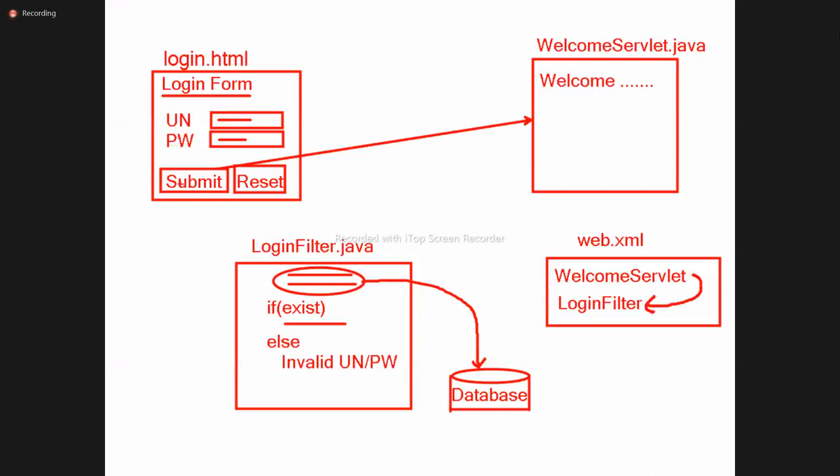So you click on the submit button, then the request comes to welcome servlet. But I configured this here: whenever a request comes to welcome servlet, divert the control to LoginFilter. So like this, control is diverted to the filter. Now the filter is executed.